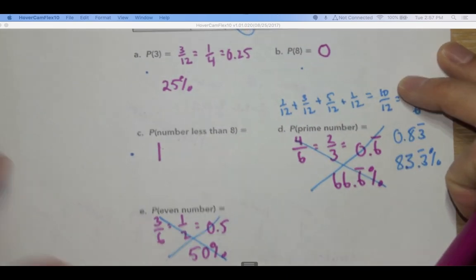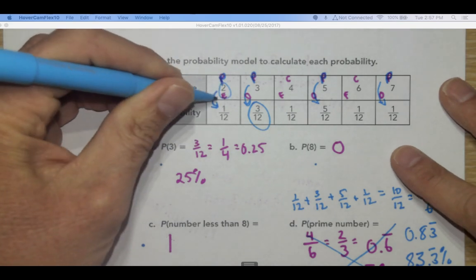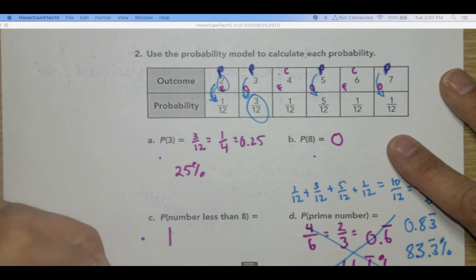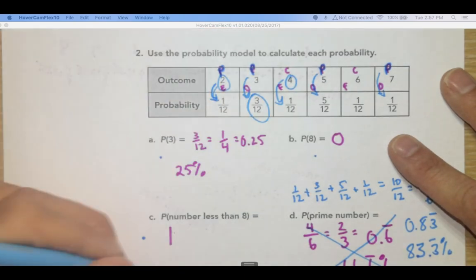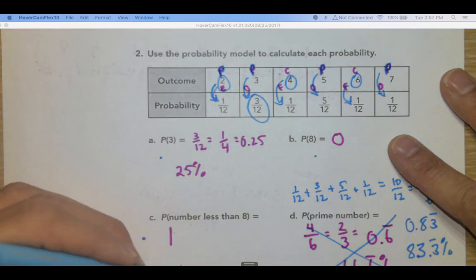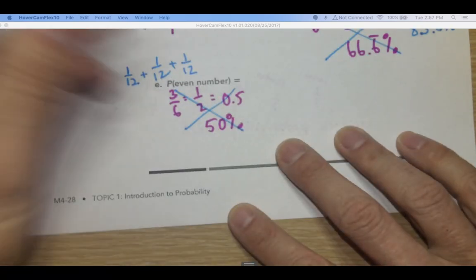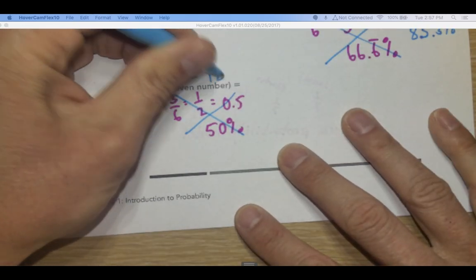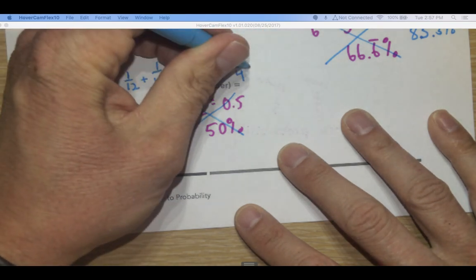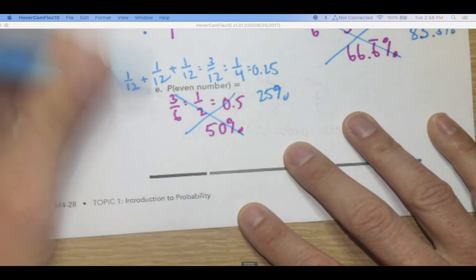Then last but not least, an even number would be wrong for the same kind of reason. So I look at the even numbers here. 2 is an even number, and that's 1/12. 4 is an even number, and that's 1/12. 6 is an even number, and that's 1/12. The other ones are odd. And so I get 3/12, which I simplify to 1/4, or 0.25, or 25%. So I made a mistake on D and E.